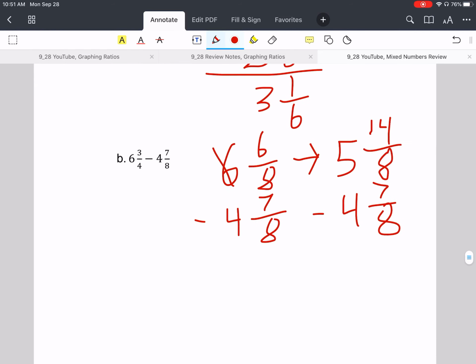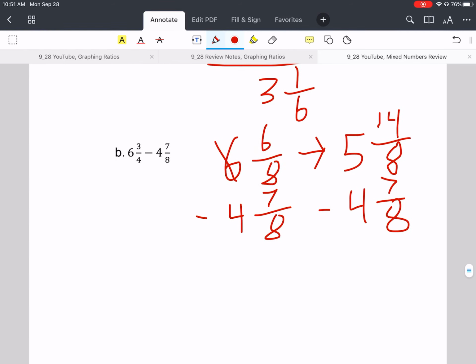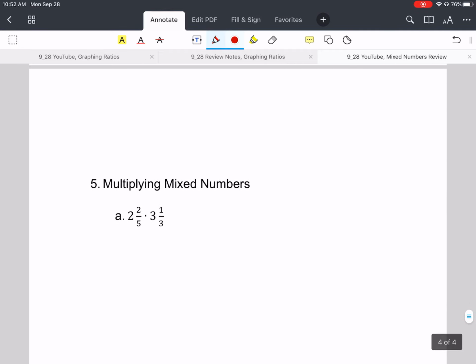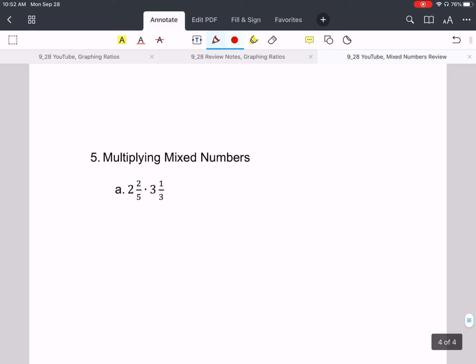Now we can subtract. 14/8 minus 7/8 is 7/8, and 5 minus 4 is 1. So that one can be a little tricky, but as long as we remember how to borrow, you're going to be in good shape. All right, last two problems.